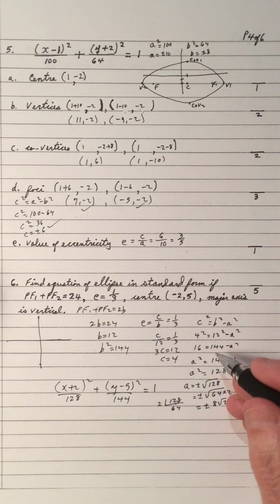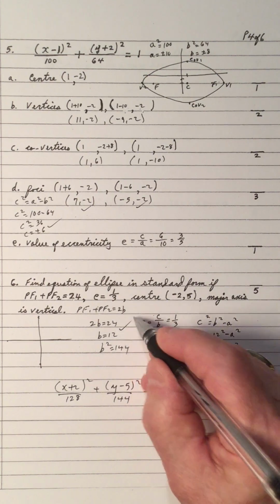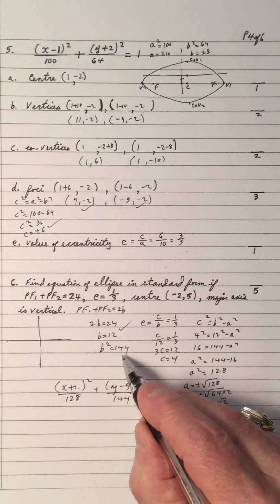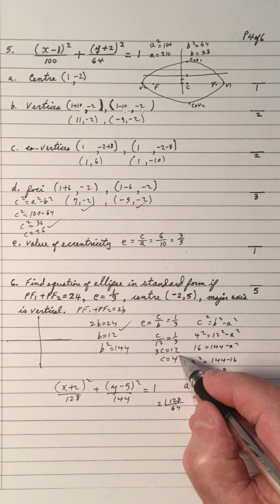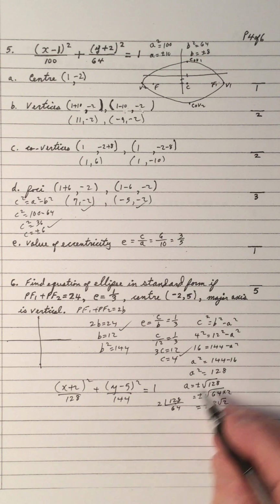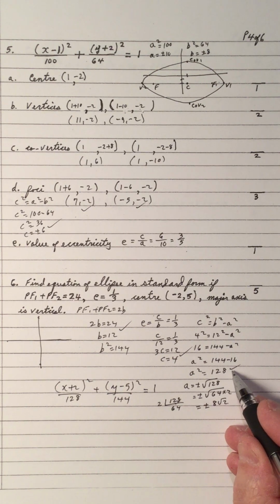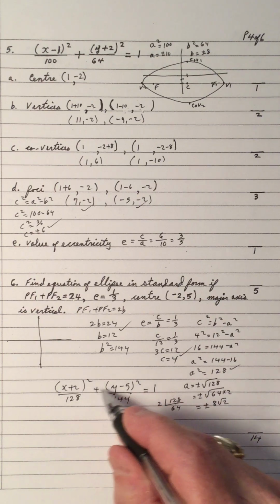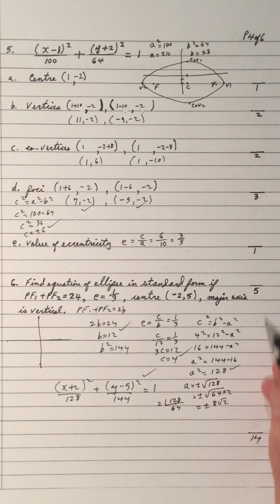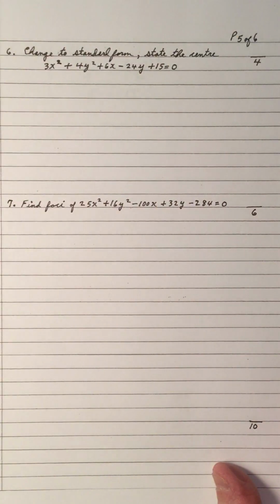So 5 marks altogether. Again, if you get your b, you get a mark. If you worked out your eccentricity, you got your c to be a mark of 4. If you worked out a squared to be 128, you give yourself a mark. And if you got this equation right, you give yourself 2 more marks, 5 altogether. 14 for that page. Now let's continue.